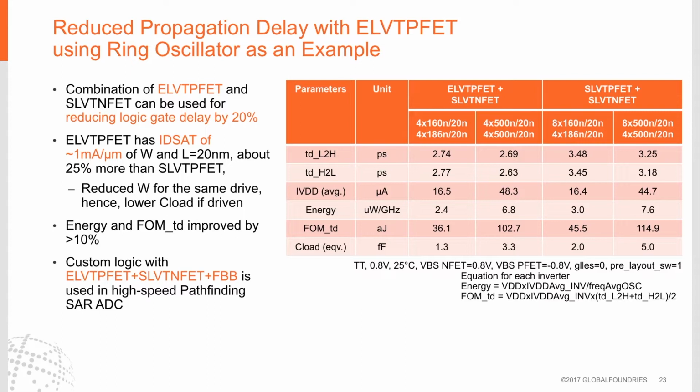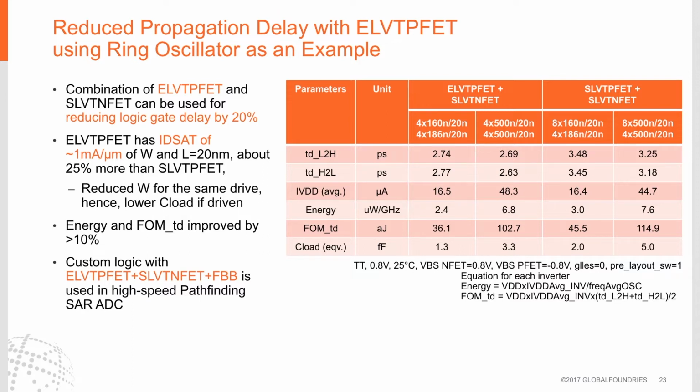In this slide we reduce the propagation delay of a ring oscillator by using an ELVT PFET device in the ring oscillator instead of an SLVT PFET device. Normally in ring oscillators, the N channel and the P channel device will be of the same type. SLVT PFET combined with SLVT NFET, etc. But here we replace the PFET with an ELVT PFET device to increase the speed and reduce the delay.